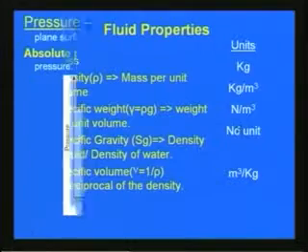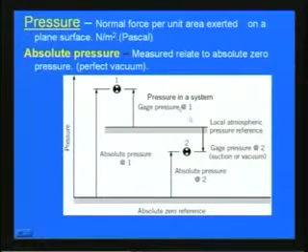And another important property is called the pressure. The pressure is the normal force per unit area exerted on a plane surface. So, if you consider a plane surface like this, when you are applying normal force, the force per unit area is the pressure and its unit is Newton per meter square and expressed as Pascal.